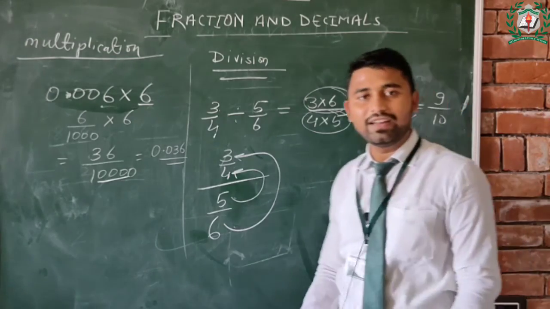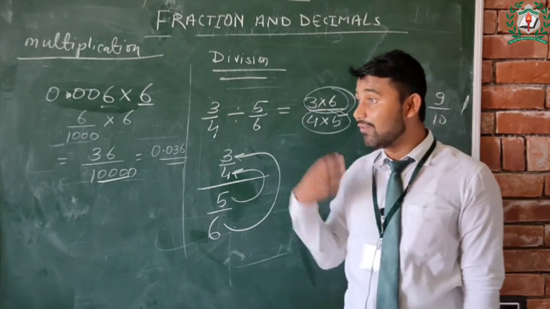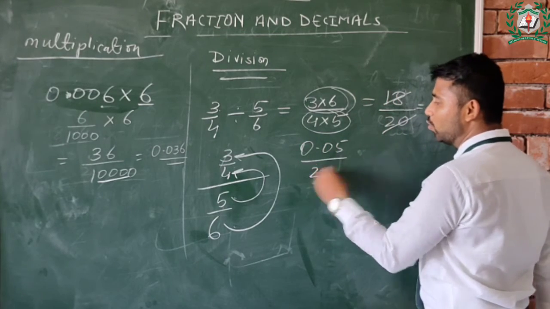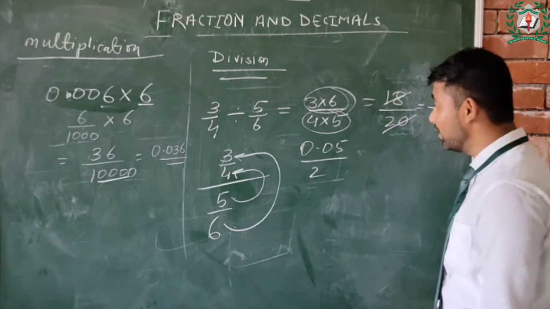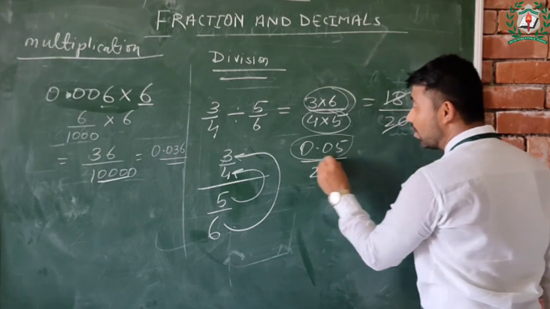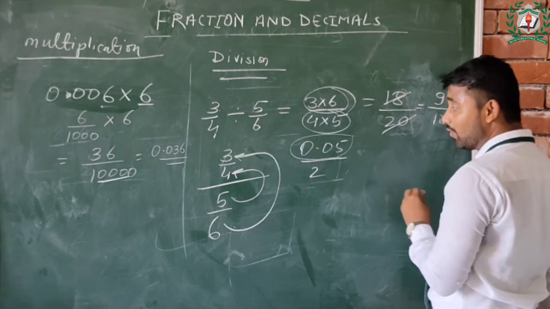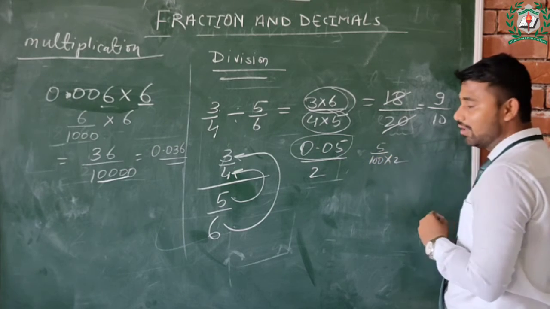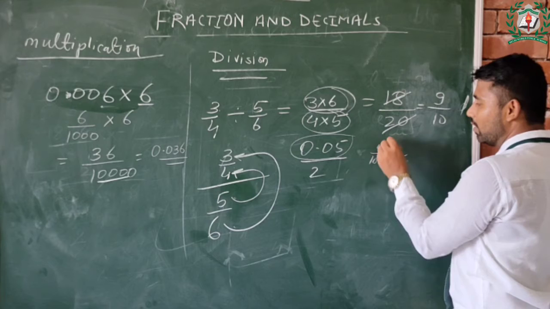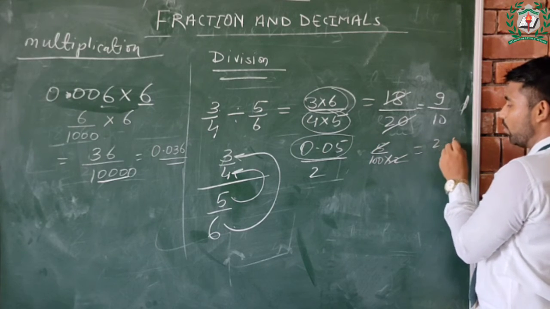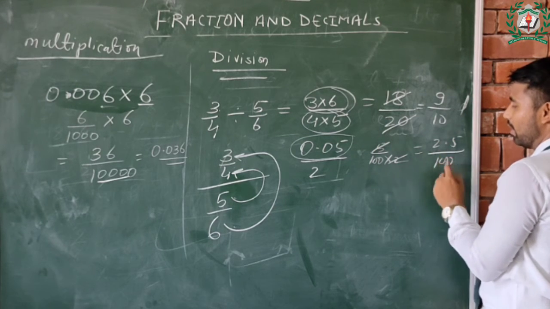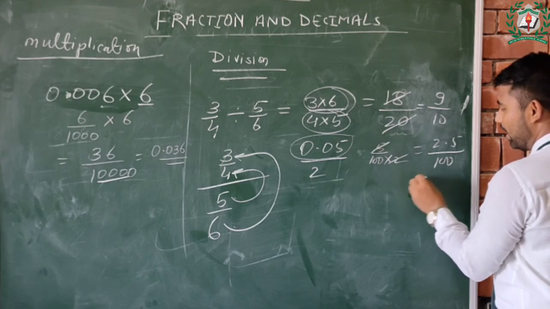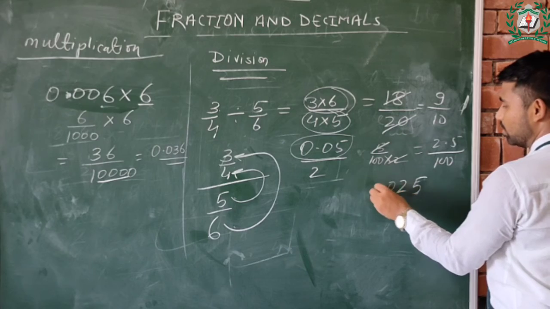That is the final answer. So students, if you divide any number, suppose 0.05 divided by 2, how will you divide it? First convert it into normal fractions. How will you convert it? 5 upon 100 and you will get 2. So 5 upon 100. If you divide 5 by 2, that is 2.5. That is 100, so it will become the third place.